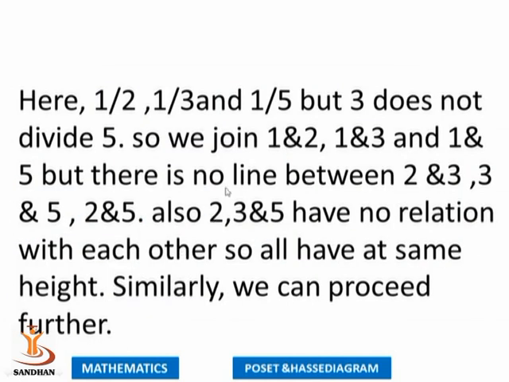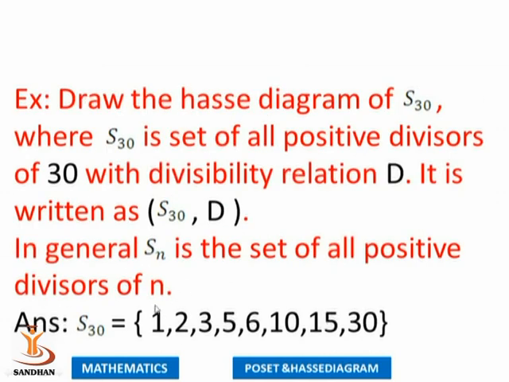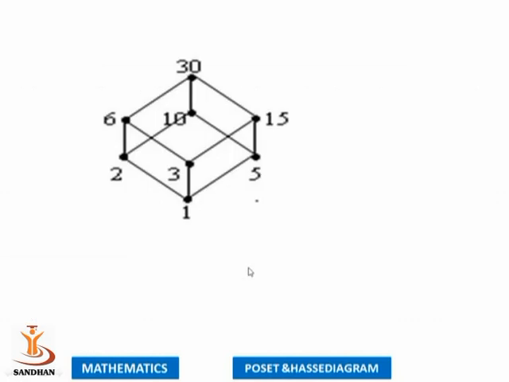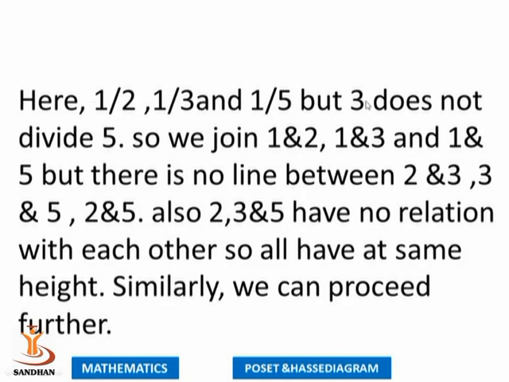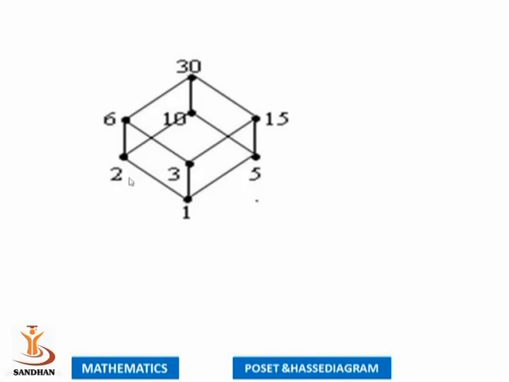Now here our relation is divisibility. So first of all 1. 1 divides 2, 1 divides 3 and 1 divides 5. Right. So the very first elements which are related to 1 are 2, 3 and 5. We can join 1 by 2, 3 and 5 here. Now the next, we can say that here 3 does not divide 5, 2 does not divide 3 and 2 does not divide 5 also. So 2, 3 and 5 are not related to each other.